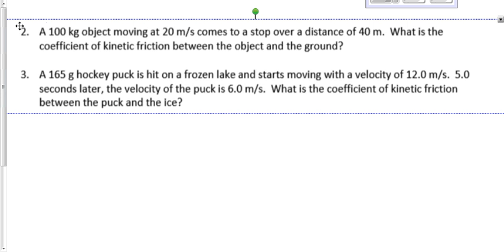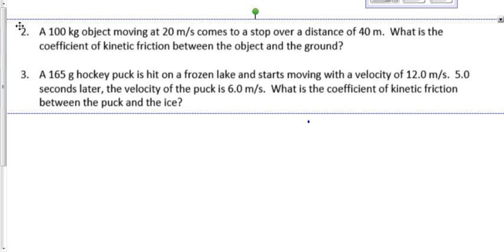You guys have had a chance to work on the worksheet for a few minutes. Let's take a look at question number 2 from that worksheet right now, see how it went for you. Number 2 says a 100-kilogram object moving at 20 meters per second comes to a stop over a distance of 40 meters. What's the coefficient of kinetic friction that acts between the object and the ground?